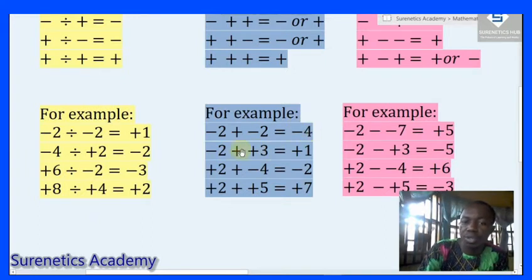Same principle here. When this positive multiplies this positive, you have positive. So minus 2 plus 3, you are owing 2 naira, you have 3 naira. By the time you pay your 2 naira that you are owing, you will still have 1 naira remaining, so it's positive 1. So the same principle applies here as well.